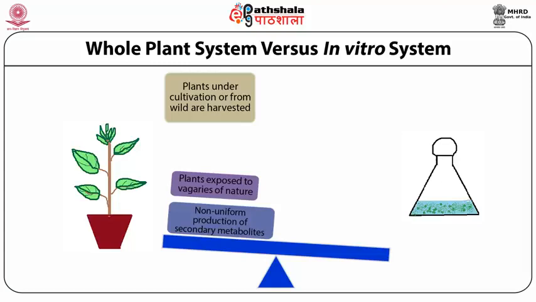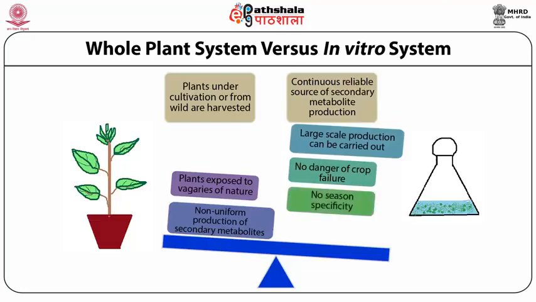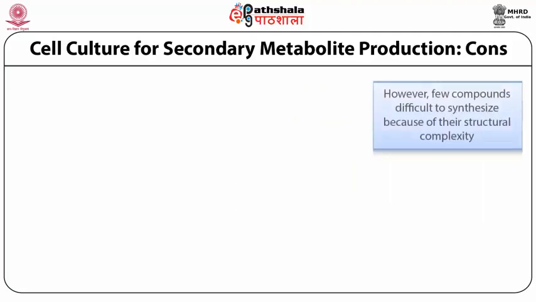Exploring the second option, that is the in vitro system, it is a continuous reliable source of secondary metabolite production, because there is no season specificity. We can scale it up as much as we want, and there would not be any danger of crop failure. In addition, under in vitro conditions, some novel compounds are produced which are otherwise not found in nature. Now, this in vitro system also has certain drawbacks.